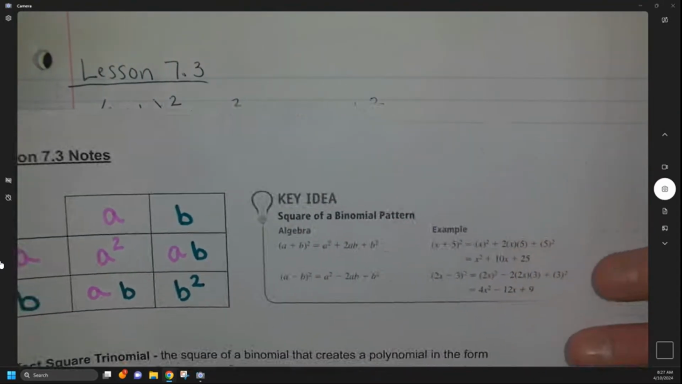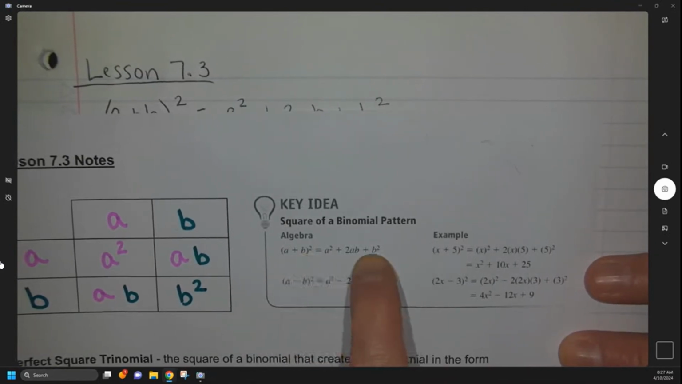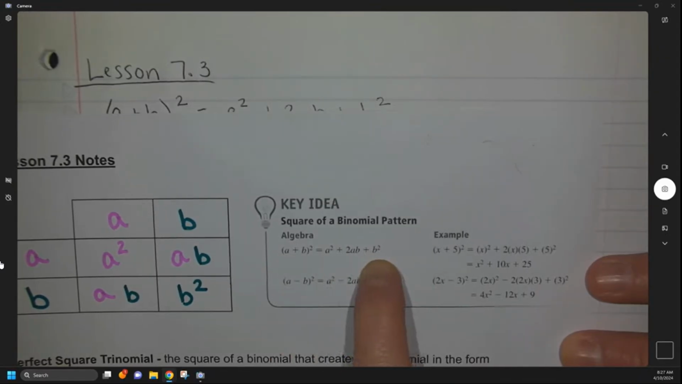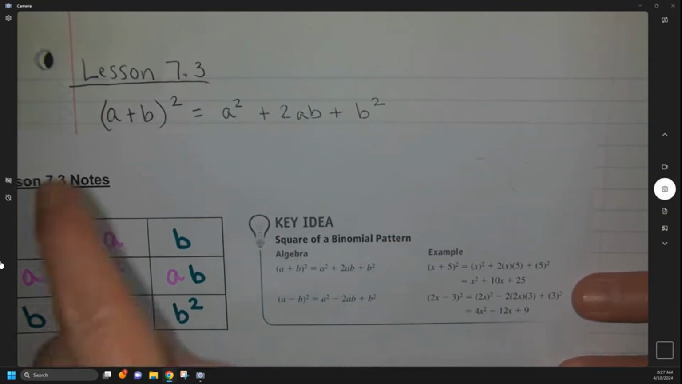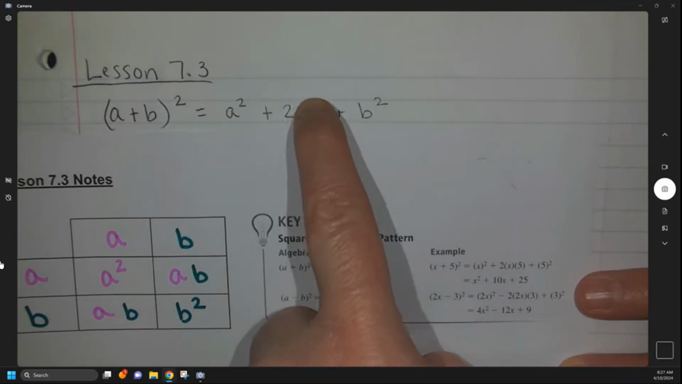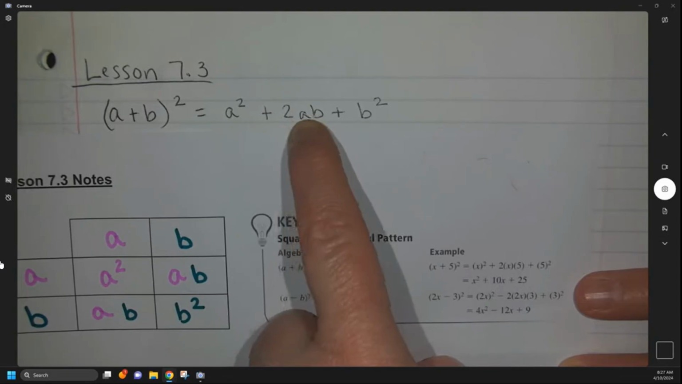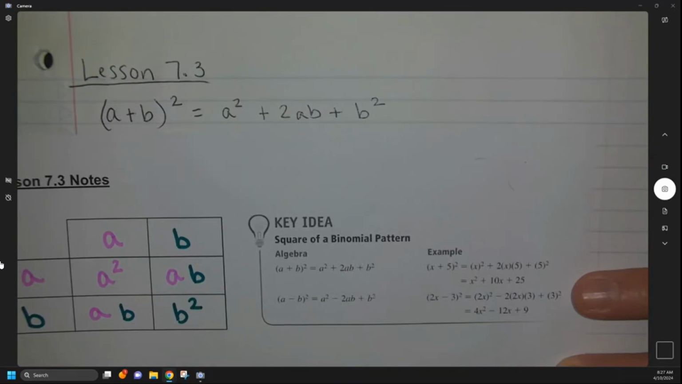And what you're going to notice over here is that this gives us a square binomial, and this is the pattern that we're going to have. So it's this one binomial, a plus b, raised to the second power. It's going to give us this pattern every time. We're going to have two sets of the same thing in the middle here for that 2ab, and we're going to have the first term squared and the last term squared.